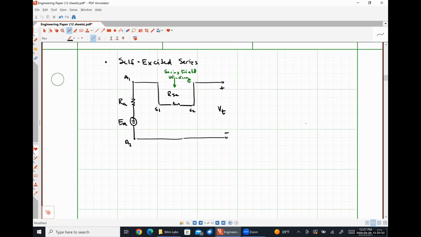Then we have an option of a short shunt compound. And so effectively, that is the exact same thing as the self-excited series and the self-excited shunt at the same time.